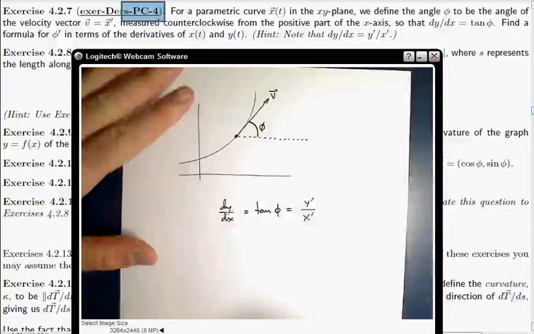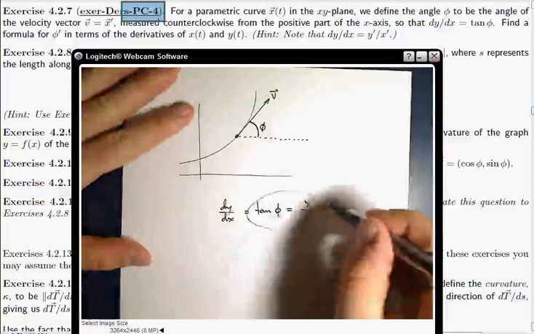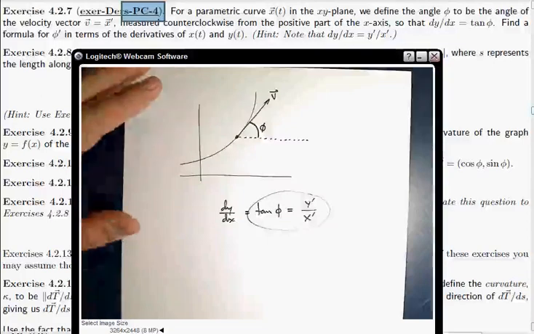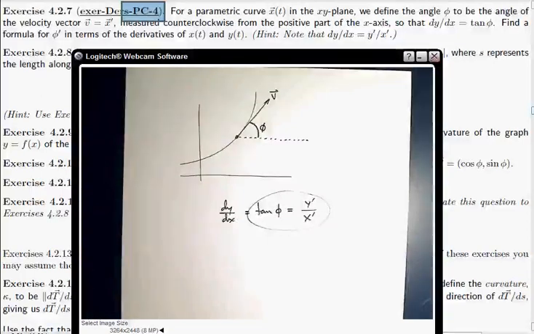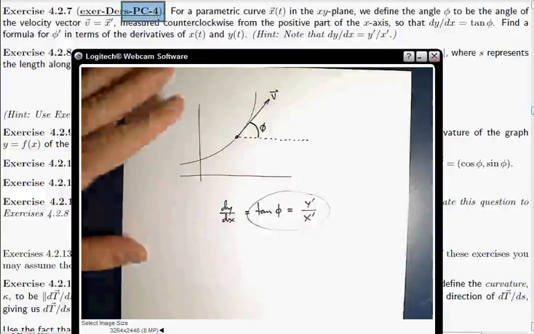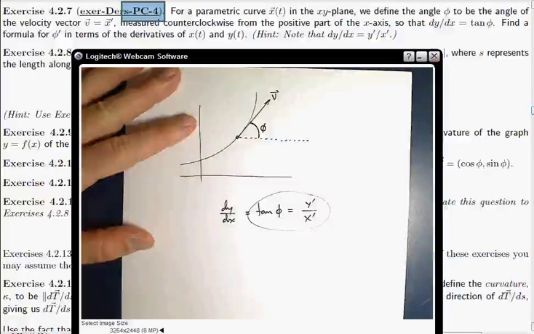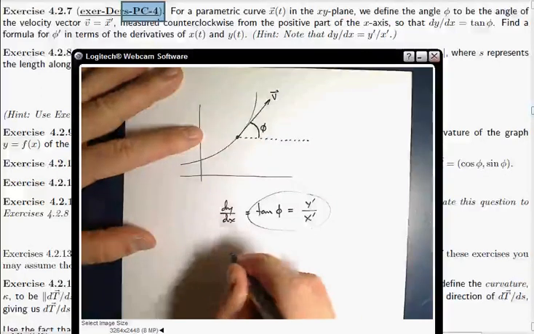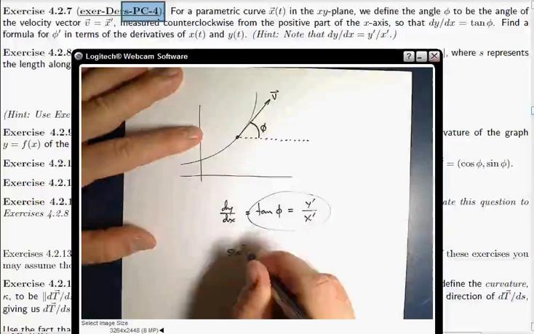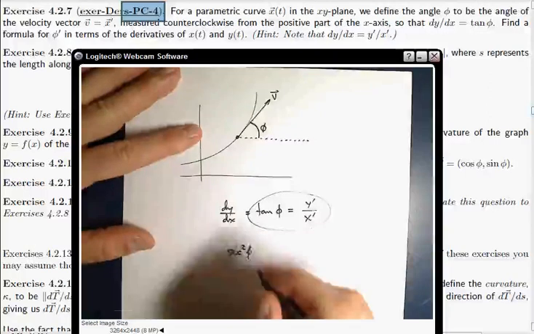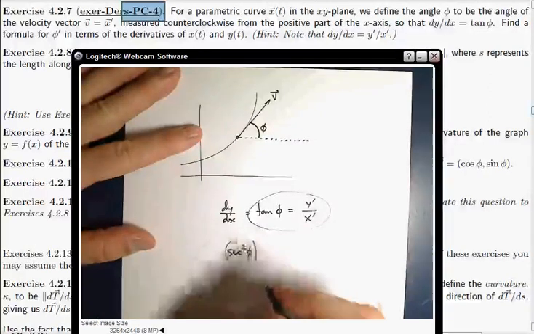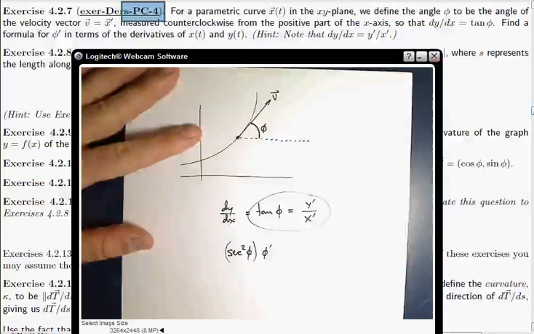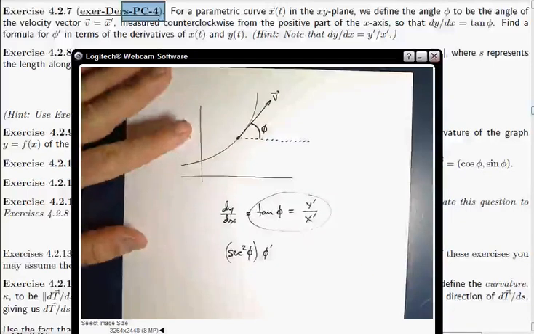So I'm just going to do an implicit differentiation, effectively, of this. I haven't solved for phi, but I'm going to take a derivative of the whole thing, and the derivative that I want is going to fall out. So let's take the derivative of the left side with respect to t. The derivative of tangent is secant squared, but we have to use the chain rule. I also have to multiply by phi prime. Is that okay? All right.